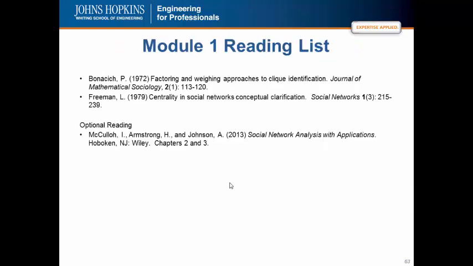Additional readings for centrality can be found here. Phil Bonacich wrote the paper in 1972 that identified eigenvector centrality. Linton Freeman wrote a paper in 1979 that addressed degree, betweenness, and closeness centrality. All of these measures and step-by-step instructions on how to calculate them and example exercises can be found in my textbook by Wiley.